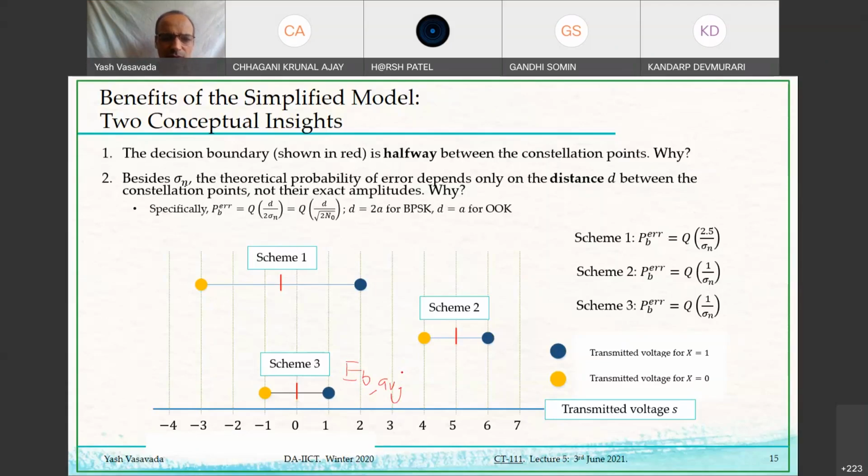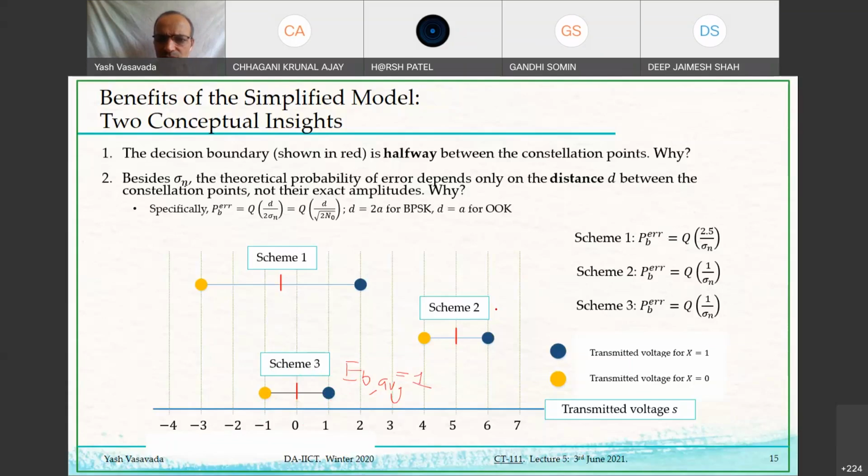What is the average energy for scheme 3? 1. A squared, so 1. Yes, Deep has correctly said this is just 1, because bit 1 is transmitted with an average energy of 1 joule, and bit 0 is transmitted also with minus 1 squared, which is 1. So the average energy is 1.